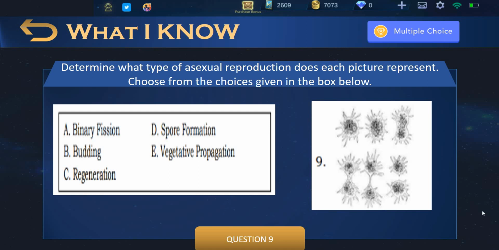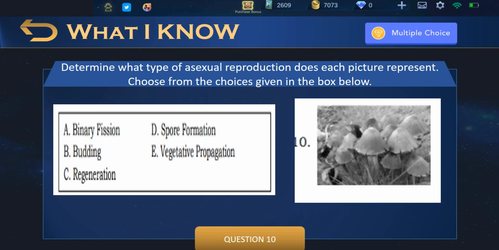Time is up. For number 9, it is letter A, binary fission. Let's proceed with number 10 question. Determine what type of asexual reproduction does each picture represent. Is it A, B, C, D, or E?